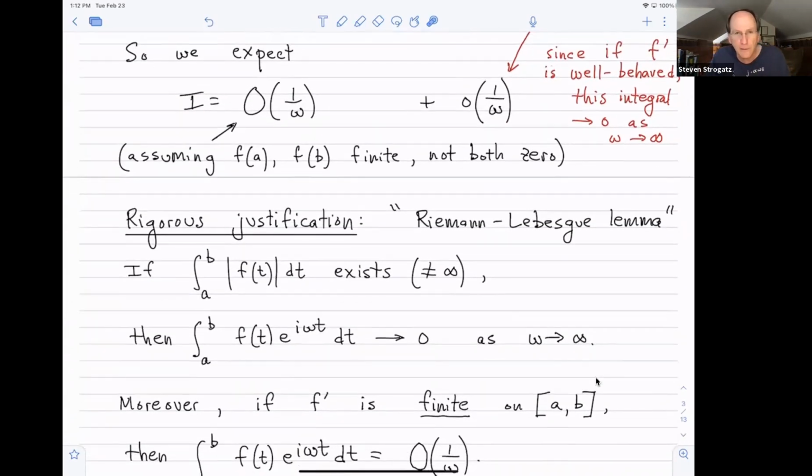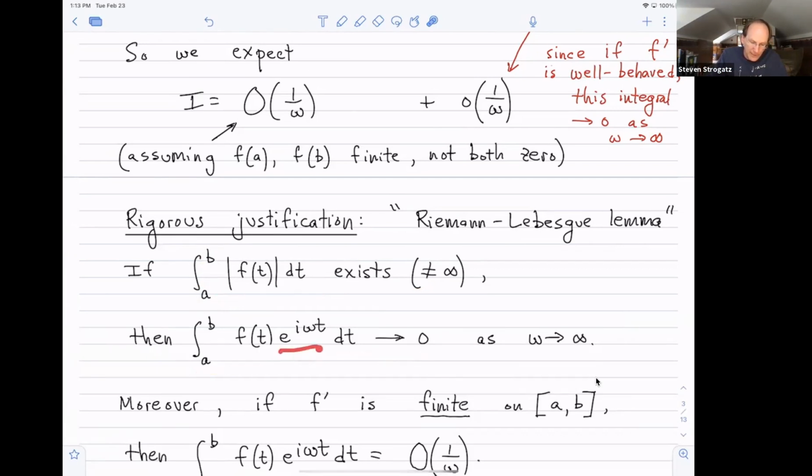So all of this can be put on a more rigorous foundation through something you may have learned about in an analysis course called the Riemann-Lebesgue lemma. So the Riemann-Lebesgue lemma, in the version that I'm going to use here, would say that if this function f is absolutely integrable, meaning if I take its absolute value and then I integrate it from a to b, that doesn't blow up. So if this integral exists and it's finite, that's a pretty mild condition on f. I mean, f could be discontinuous or fairly nasty. As long as it satisfies this mild integrability condition, that's enough to prove that this integral will go to 0.